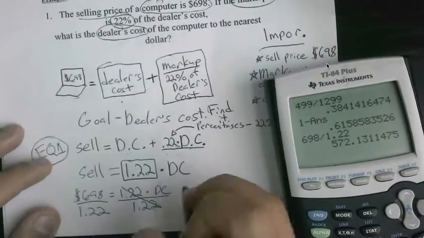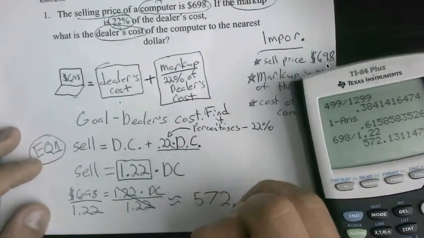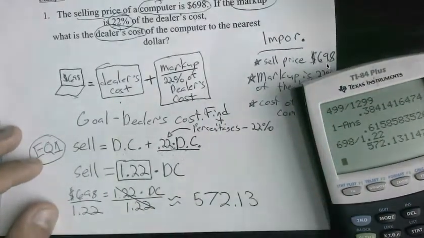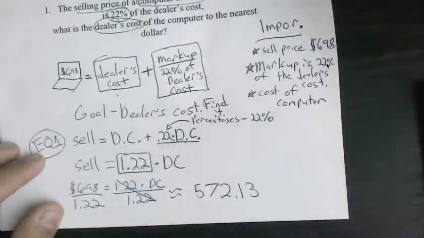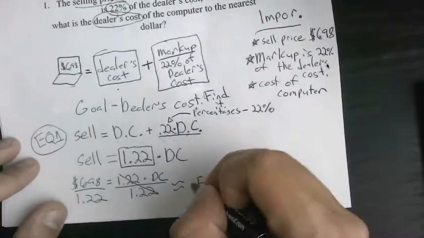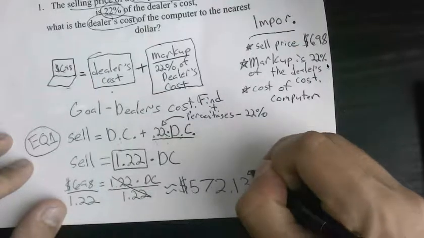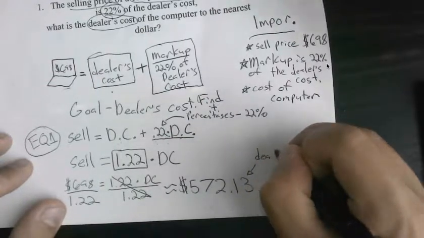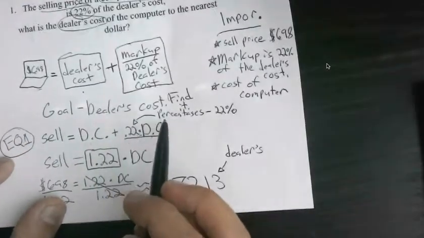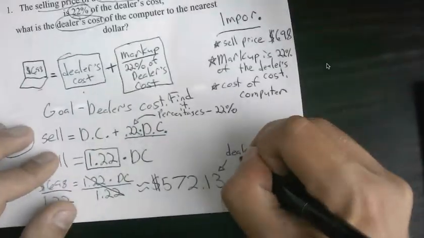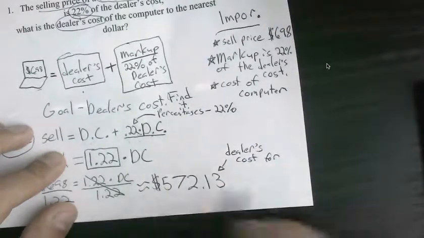So when we divided this, the dealer's cost is approximately 572.13. What units are going to make the most sense here? Hopefully you're saying dollars. So what we found here, again, as we mentioned, for our goal was to find the dealer's cost of the computer. This is the dealer's cost for the computer. We use the correct context using dollars.